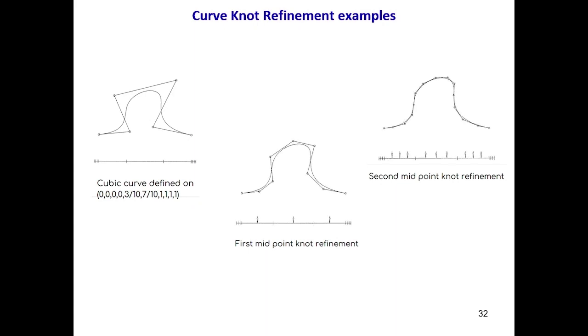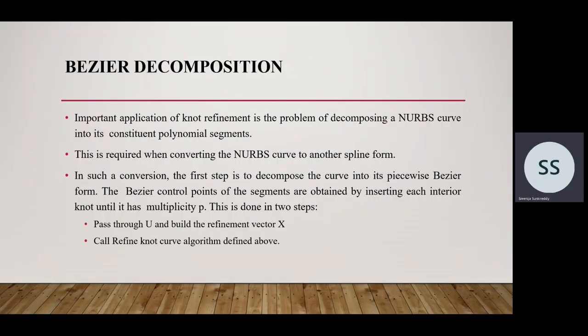So these are the cubic curves on the values given there, and the middle one is the first midpoint refinement, and in the last picture we can see the second midpoint knot refinement of that. Bezier decomposition. Bezier curves are specified with boundary conditions, with a characterizing matrix, or with a blending function. A Bezier curve section can be fitted by any number of control points. The number of control points to be approximated and their relative coefficients determine the degree of the Bezier polynomial.